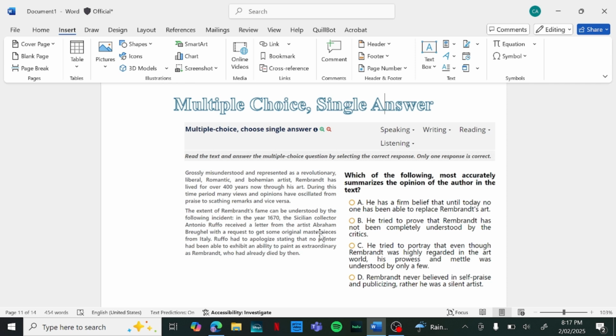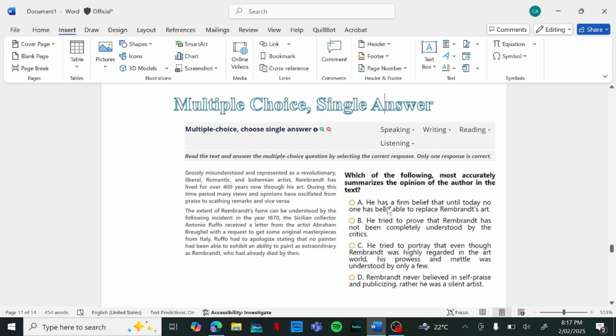What did they ask you to do? They said, which of the following most accurately summarizes the opinion of the author in the text? So they're asking you to summarize this text. Practically, which of these summarizes this text? So now let's scan the answers.